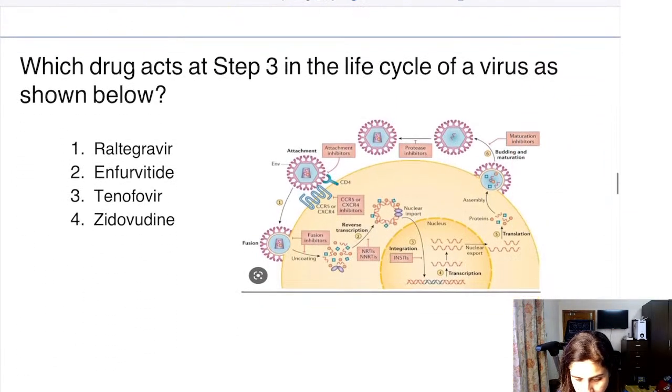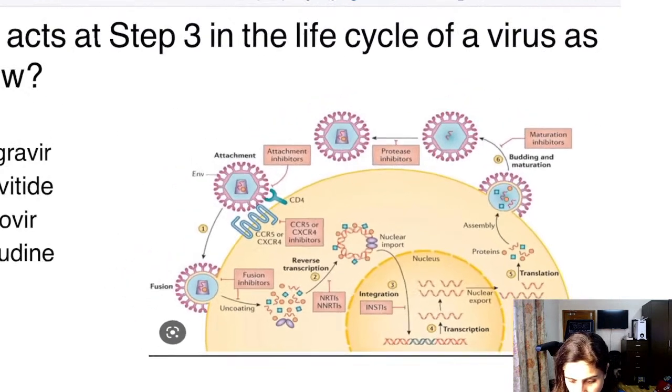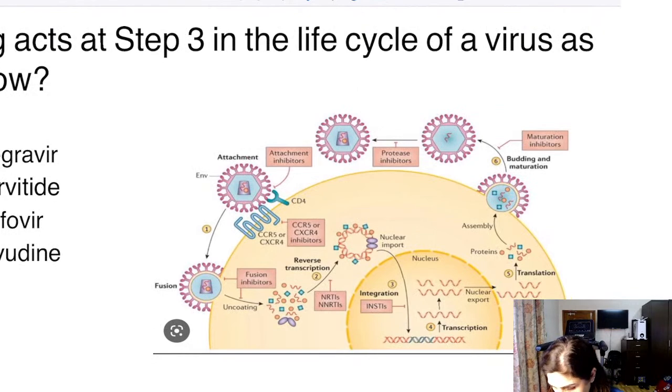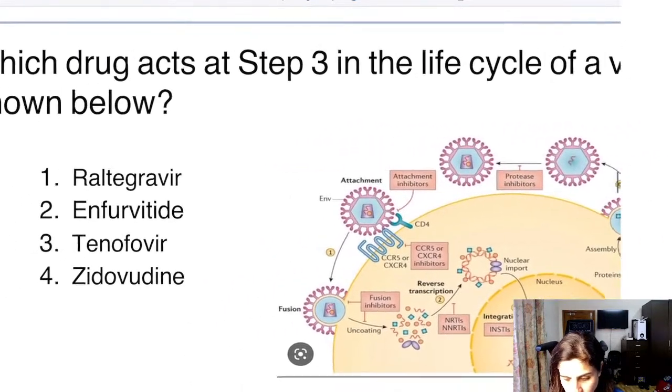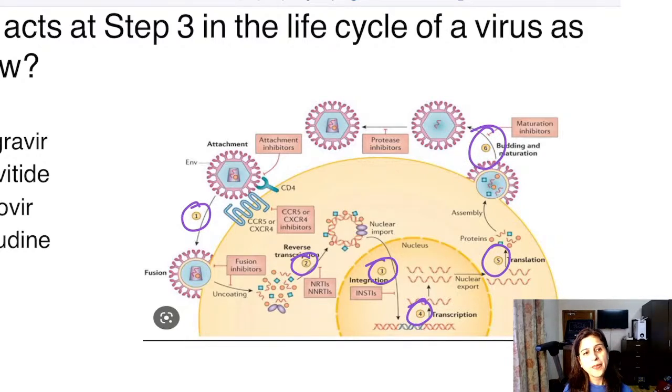Coming to the third topic, which is important, the antiretroviral drugs. Now this is a chart, a diagram given, and you have to tell which drug acts at step 3 in the life cycle of a virus. Step 3, I'll just enlarge this a bit, and step 3 पे कौन act करता है? ये आपका step 1, this is step 2, this is step 3, this is step 4, this is step 5, and this is step 6, right?